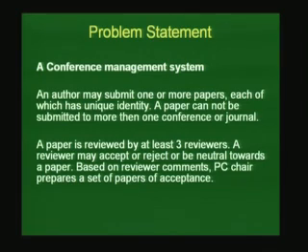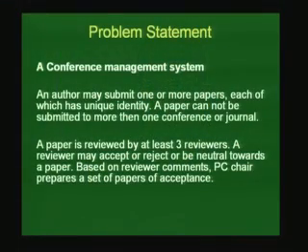What about authors? An author may submit one or more papers. There is no limitation on that. But each paper has a unique identity, so we are selecting papers and not authors. That's an important thing here. And a paper cannot be submitted to more than one conference or journal. So if I submit a paper somewhere, I cannot submit the same paper somewhere else, and I cannot obviously submit a published paper somewhere else either, right?